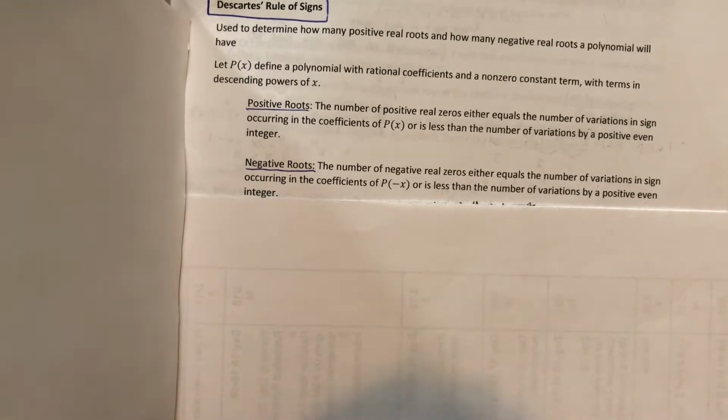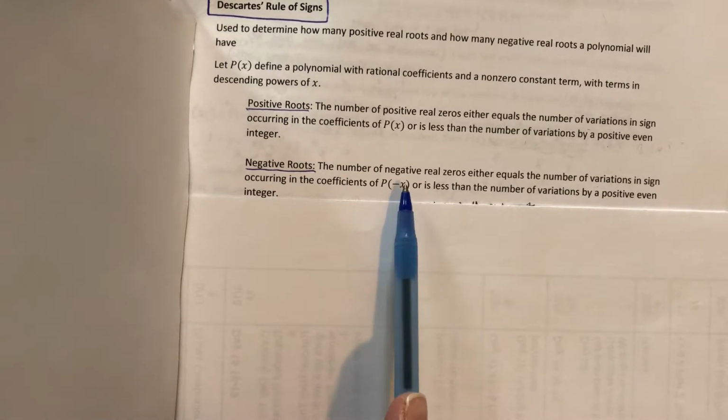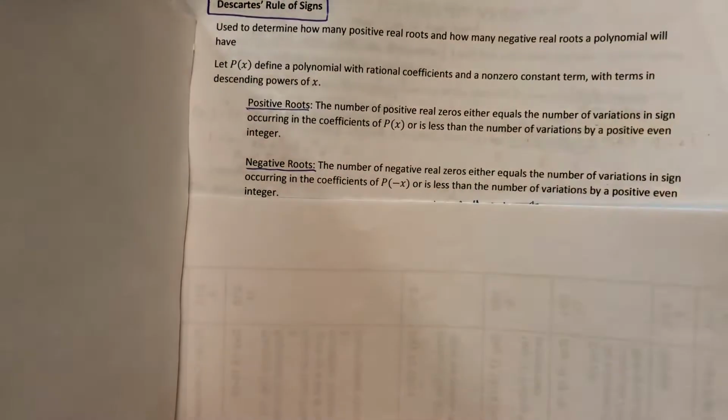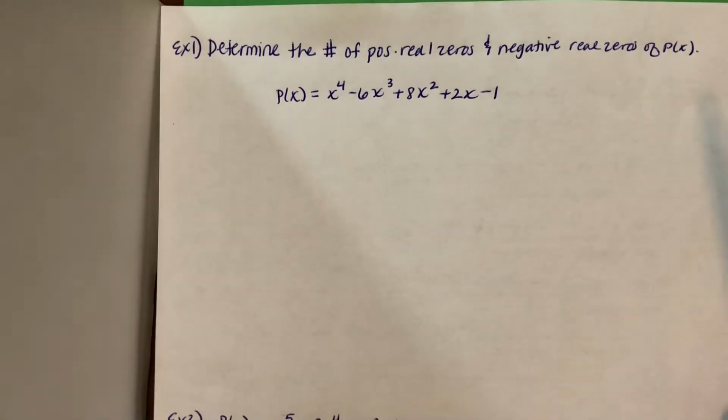For negative roots, the number of negative real zeros either equals the number of variations in sign occurring in the coefficients of p of negative x, so we'd have to substitute negative x in place of x to figure this out, or is less than the number of variations by a positive even integer. So let's get started with an example to get these easily understood. So starting out with our first example here, take a minute, of course, to stop the video and write that down, as always.